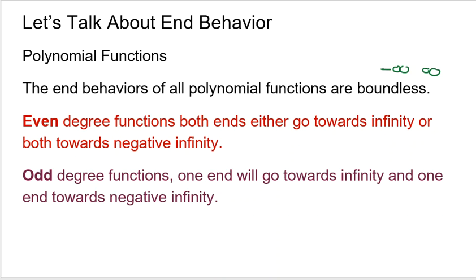Odd functions, one end is going up, one end is going down, but they're still boundless. The limit still does not exist because we're not approaching a number, we're just going up and down forever. Now again, how do you know which one's up, which one's down? If you're an odd degree, x cubed, x to the fifth, x to the seventh, so forth, or even just x, it's the leading coefficient. So if your leading coefficient is positive, the right side is up, the left side is down. If your leading coefficient is negative, left side up, right side down.